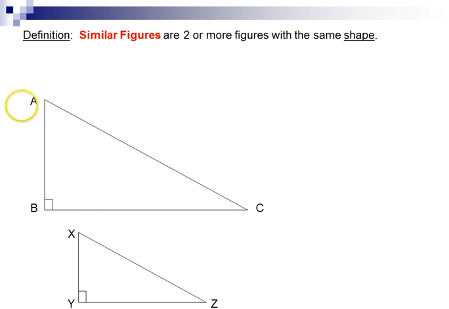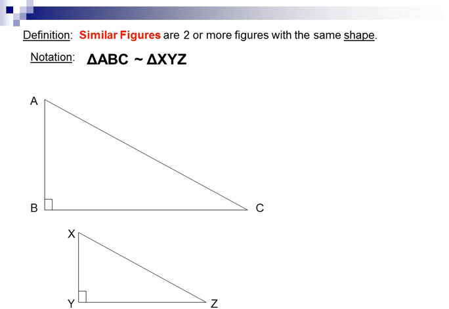Another way to say that is that we have two figures that are the same shape, and one's just larger than the other. It just has been enlarged by a certain factor, which we'll talk about here momentarily. So that's what similar figures are.